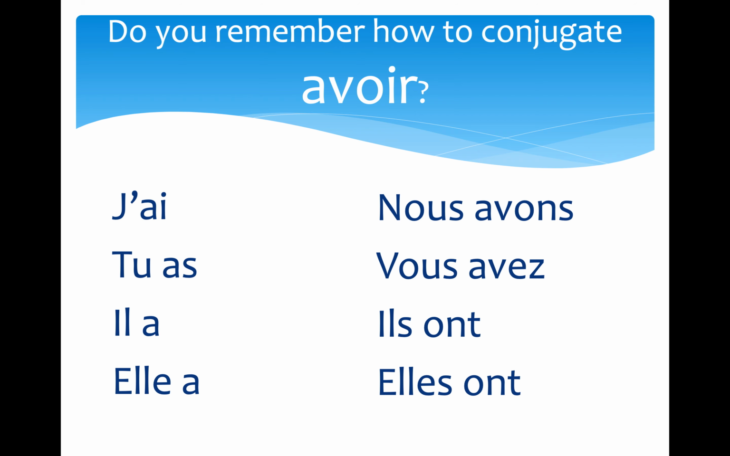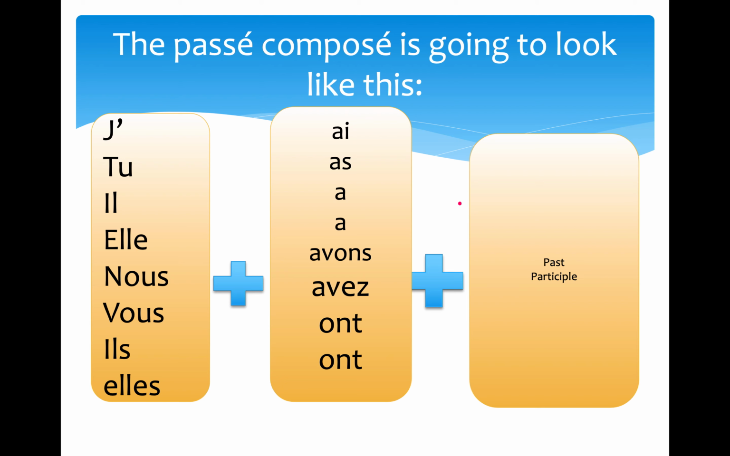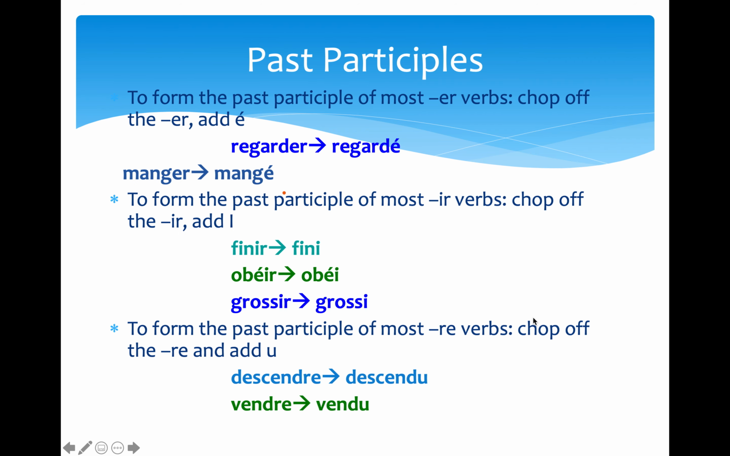So, you guys, you have to remember how to conjugate avoir, and you need to know that here's where your past participle goes. You use the noun or pronoun here, you use the conjugation of avoir there, and then your past participle.